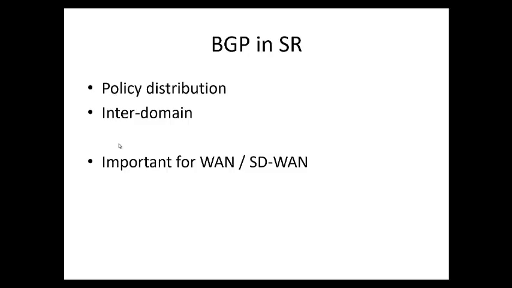BGP in SR. Wherever you have policy distribution, inter-domain communication, we always use BGP, and now that BGP has got SR with it, it can do better. BGP is between autonomous systems. BGP is used in the place where there is a policy, connecting different autonomous systems, inter-domains.